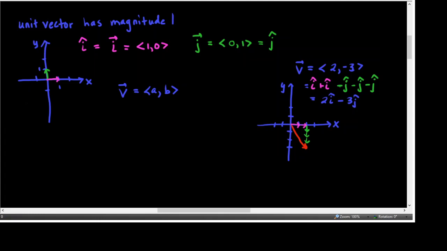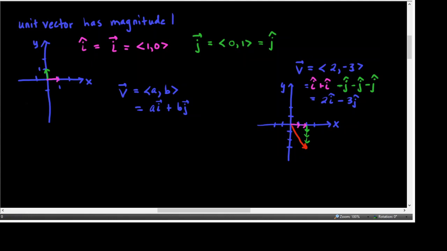And so in general, if we have a vector in component form, using unit vectors, that's the same thing as A times I plus B times J. That's our formula for having the vector written in terms of unit vectors I and J.